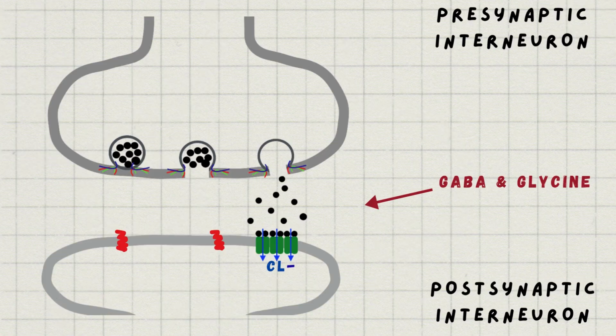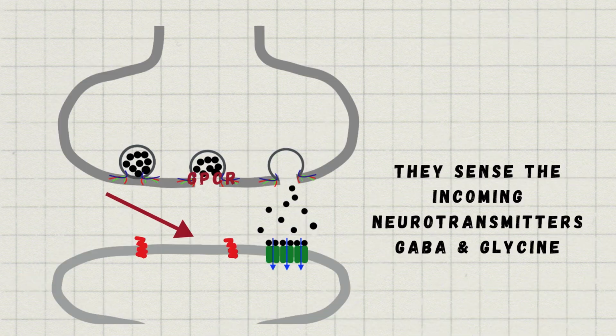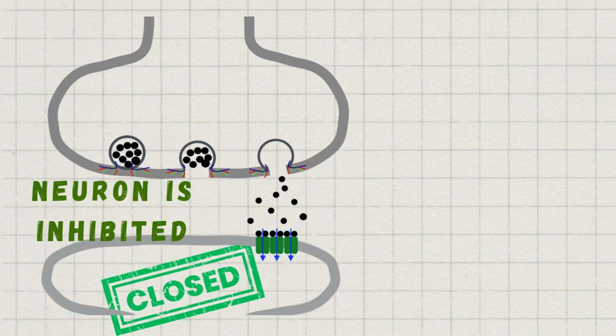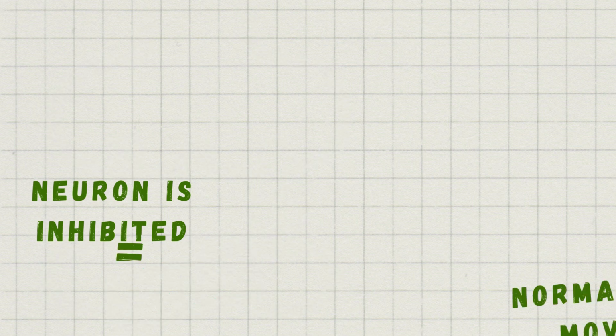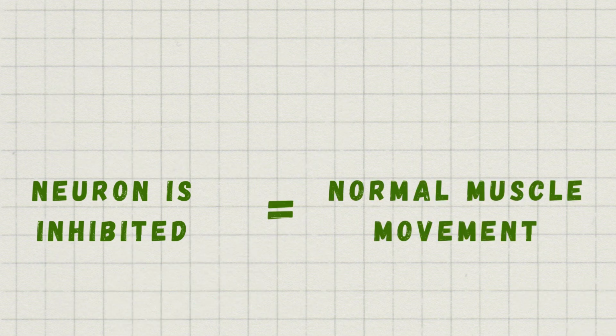So those neurotransmitters will be GABA and glycine. And then the GPCR senses the incoming transmitters. So now the neuron is inhibited and closed due to the neurotransmitters, which means normal muscle movement, which is good.